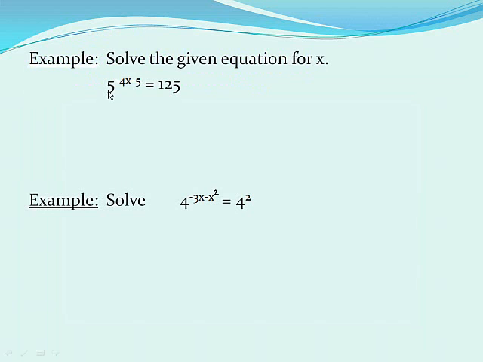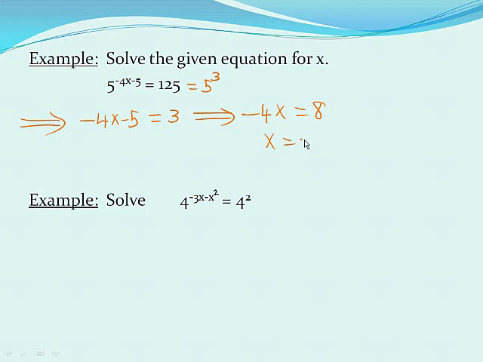Solve the given equation for x. 5 to the power negative 4x minus 5 equals 125. Notice that 125 is the same as 5 to the power 3. So we get the bases equal, so I can actually equate the exponents. So this equation implies that negative 4x minus 5, which is the exponent on the left side, equals the exponent on the right side. If I divide by negative 4, I will get x equal to negative 2. So this is going to be the solution.